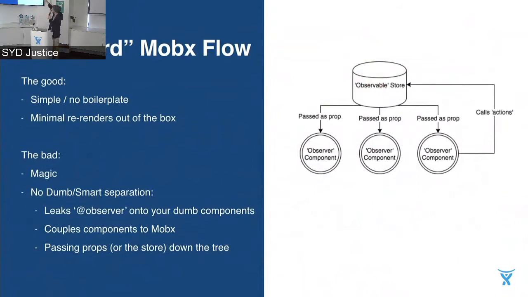But the thing I don't like about this recommended approach is that we've lost our dumb and smart component separation. And so that has a couple of consequences. We leak these observer decorators all over our dumb components that should only care about rendering props. And this couples our components to MobX. So I've lost that flexibility to change my state management framework in the future. If I want to switch back to Redux or switch to Relay or something like that, it becomes harder to untangle my components from knowing about observable data and knowing that they themselves are observers.